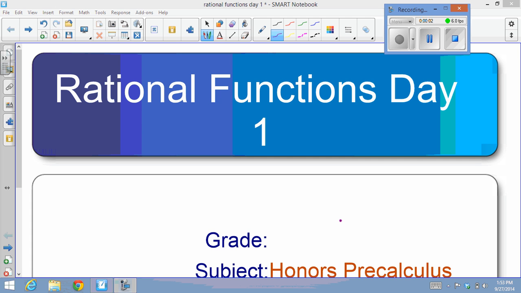Hello again. Today we are talking about rational functions, day one. We'll be having another lecture on this again the next time, but today our basic idea is that we're going to be talking about vertical and horizontal asymptotes and graphs.